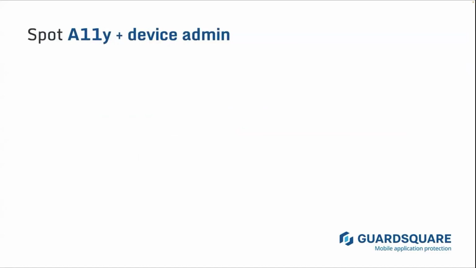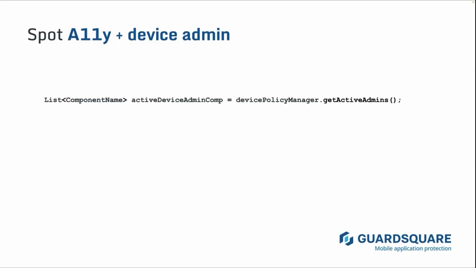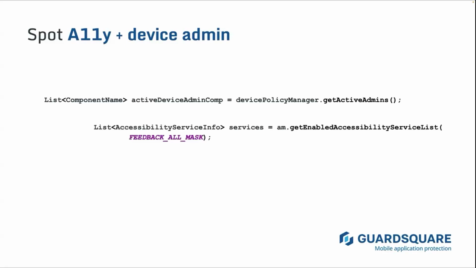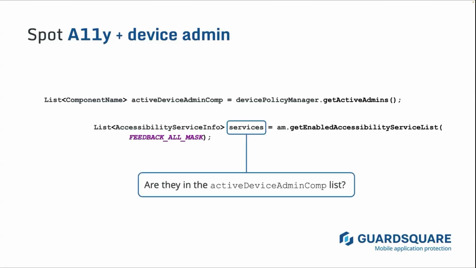Another possibility is, okay, we have seen a common pattern for malware: as soon as they get accessibility capabilities, they will become device administrators for persistence and also get some other capacities. So we could use this to spot some potentially dangerous applications. We can get a list of device administrator apps like this. And again, we will iterate the list of enabled accessibility services and check if there is one of them which is in the list of device admin apps.